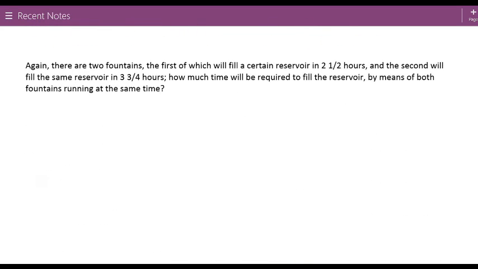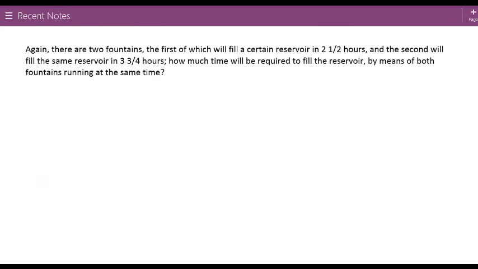And our third example from section 126 states, again, there are 2 fountains, the first of which will fill a certain reservoir in 2.5 hours, and the second will fill the same reservoir in 3 3/4 hours. How much time will be required to fill the reservoir by means of both fountains running at the same time? So what we need to do is figure out how much these fountains can fill of the reservoir in 1 hour.